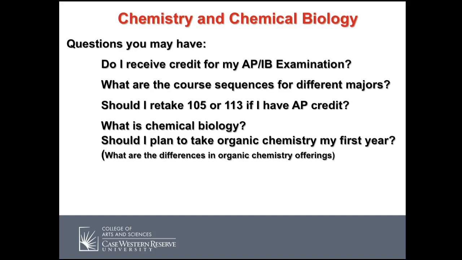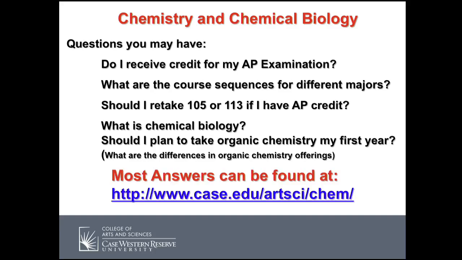In preparing for this, I tried to anticipate some common questions that students might have as they're preparing to register this summer. So I think that probably a big one is going to be, do I receive credit for my AP or IB examination? What are the course sequences for different majors? Should I retake Chem 105 or Chem 113 if I get AP credit for it? What exactly is chemical biology? And I think the last one that I anticipate is, should I plan on taking organic chemistry in my first year if I can?